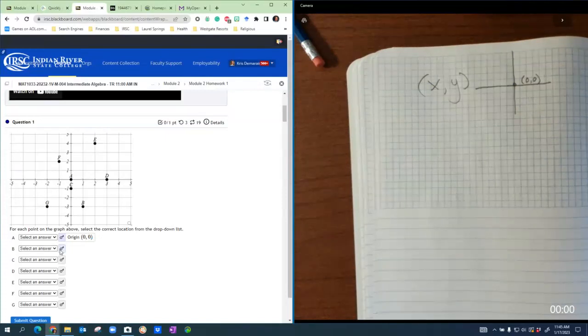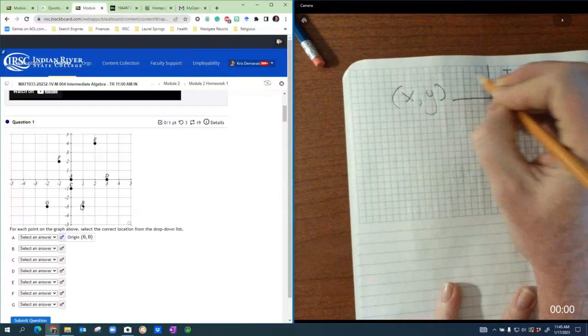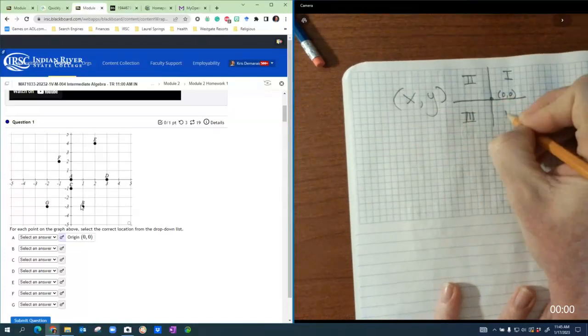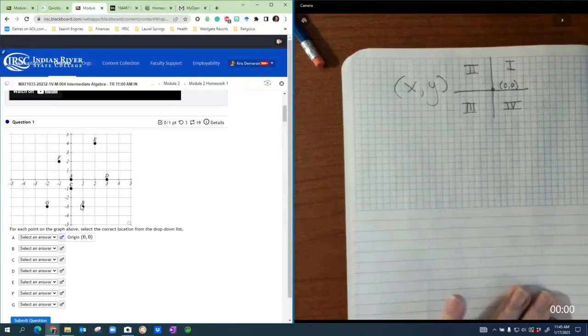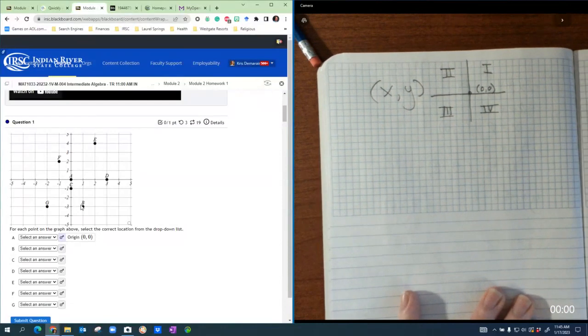Now, when we are looking at B, B is located here. We always look at these as the first quadrant, second quadrant, third quadrant, and fourth quadrant. That's how we look at these. So when we're looking at what quadrant, this is going to be in the fourth quadrant, and the coordinate point is going to be 1, -3.